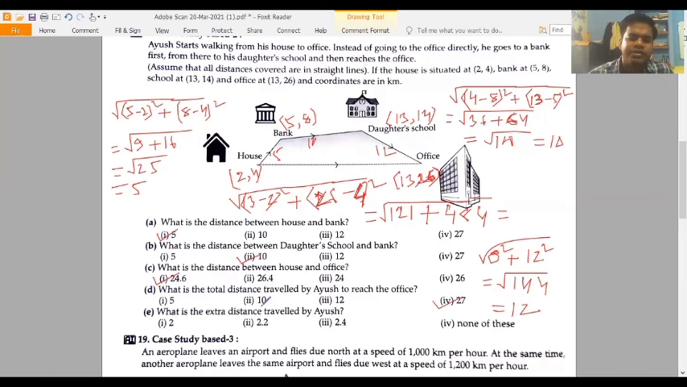Next, what is the extra distance traveled by Ayush? How do we calculate it? The total distance is 27, minus the distance between the house and the office, that is 24.6. You subtract 27 minus 24.6 and get 2.4. So 2.4 kilometers is the extra distance traveled by Ayush.